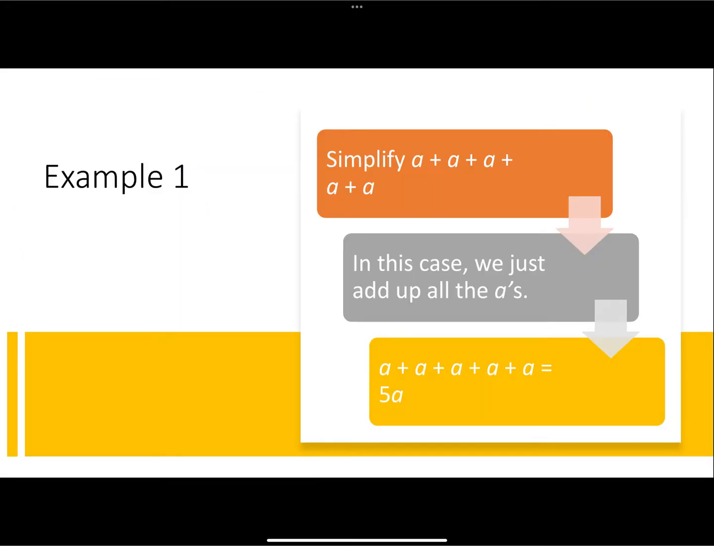In this example, we can see that we have this equation here. A plus A plus A plus A plus A. In this case, we do just add up all the A's. So if I start at 1A, I have 1A, 2A's, 3A's, 4A's, 5A's. And it is just as simple as writing 5A. 5 lots of A is the same as saying 5A.